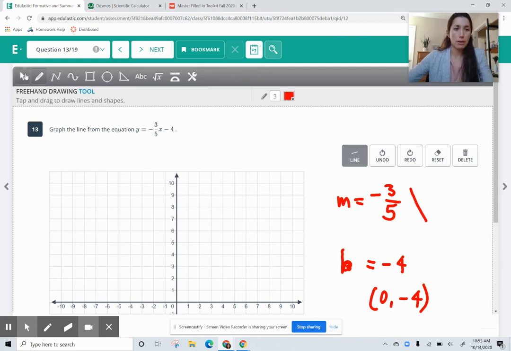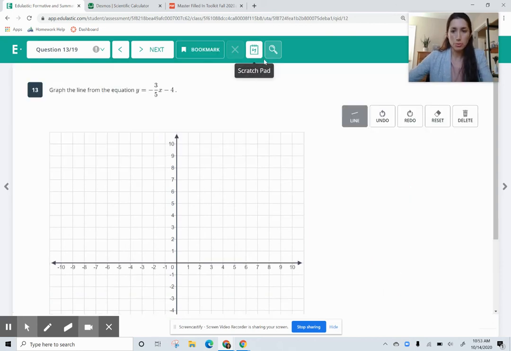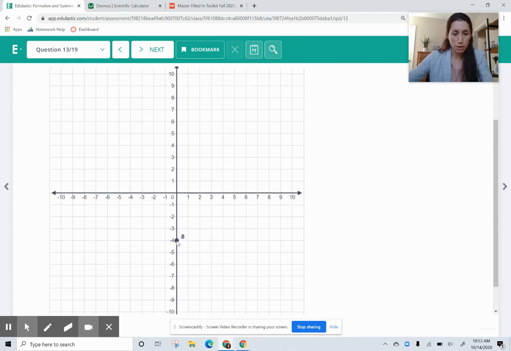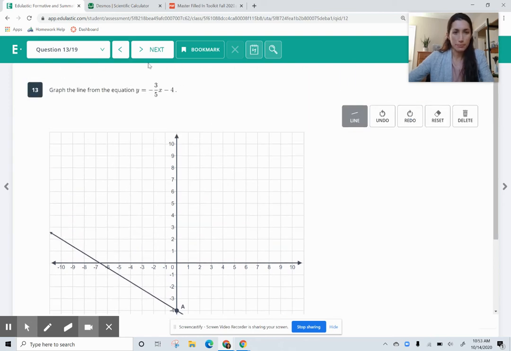Okay. So now we will go out of the scratch pad and actually go ahead and graph it. I will put, for the line tool, -4. And then from this point, I'm going to go down 3, to the right 3, 4, 5. There you go. And it's not making a line, but now I got a line here. Okay, good. I've got my 2 points, A and B, and we have our line graphed.